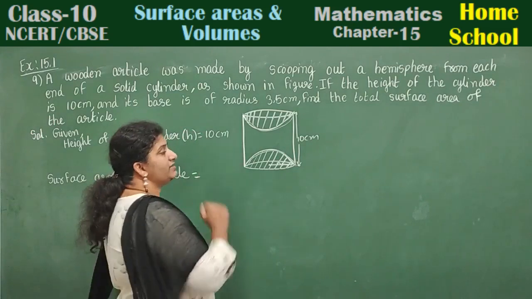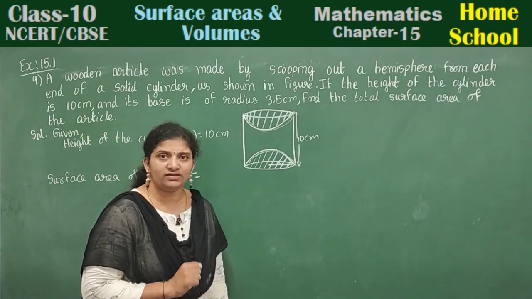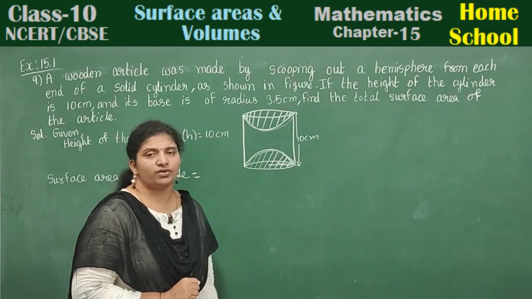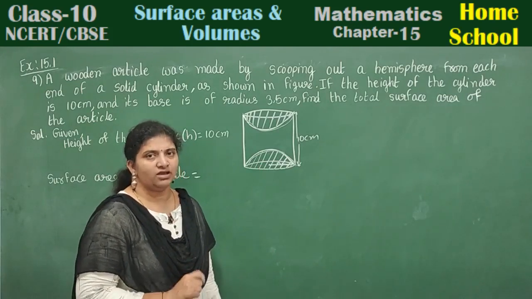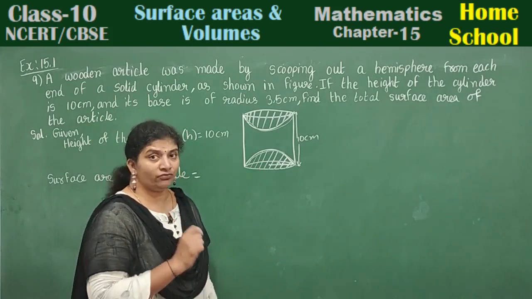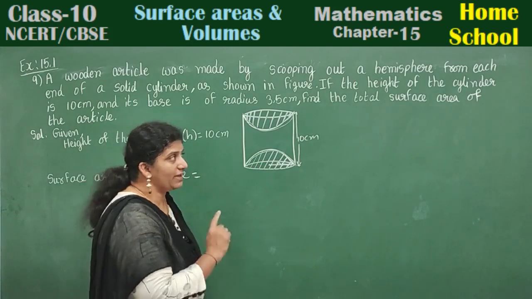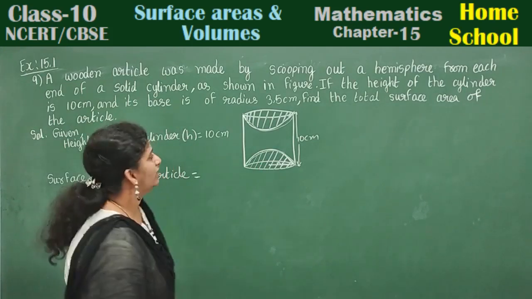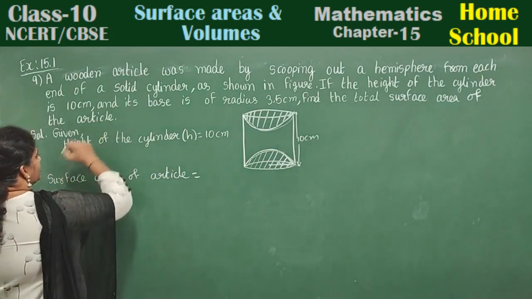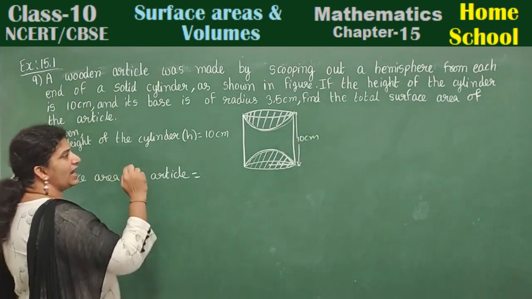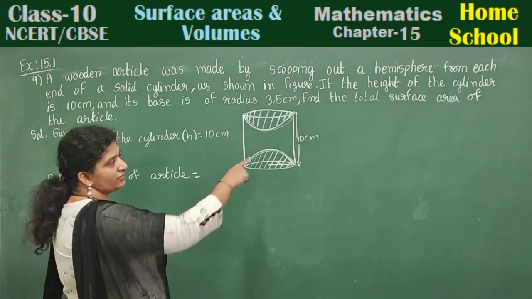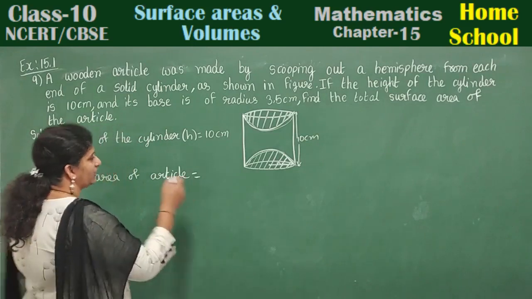Given 10 centimeters is the height of the cylinder, radius is 3.5 centimeters. What we need to do? We need to find the surface area of the remaining article. Given, let's start the solution. Given height of the cylinder is 10 centimeters.